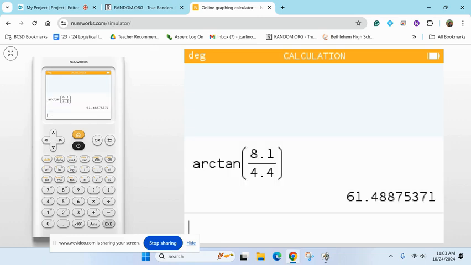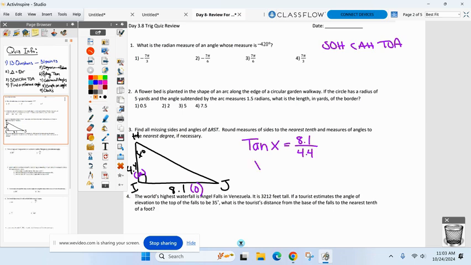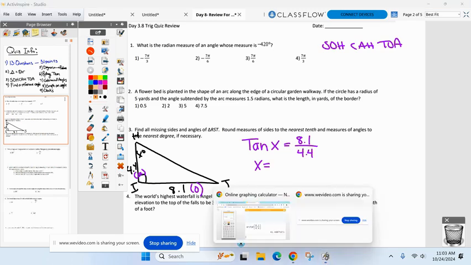And make sure we round correctly. Degrees have to be what? Nearest degree. So 62 degrees? Yeah. Sides are to the nearest tenth. Angles are to the nearest degree. So 62 degrees.